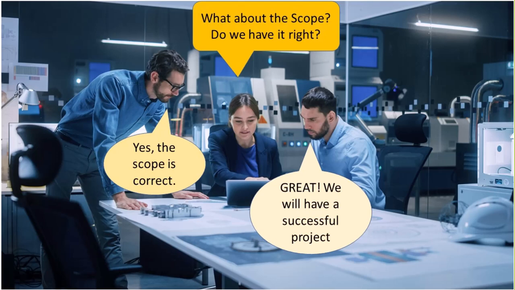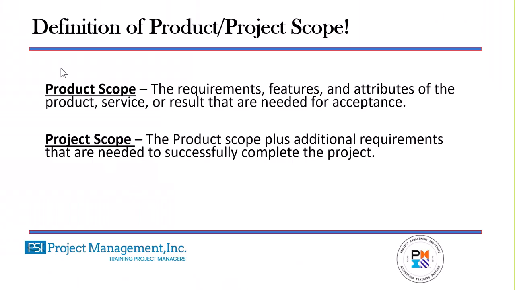If the scope of my project is wrong, will the project be wrong? Let's define scope first of all. We have two levels of scope. We have product scope. The product scope is the requirements, the features, and attributes of the product, the service, or the result that is needed for acceptance. What am I going to accept? What is my product going to include?